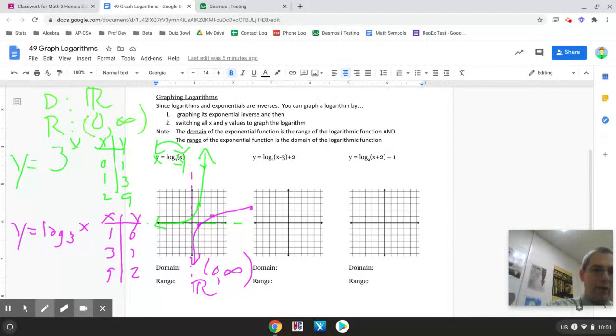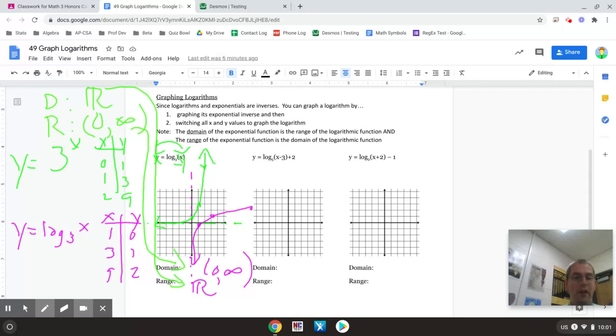So basically, notice once again that what used to be the domain of your exponential has become the range of your logarithm, and the range of your exponential has become the domain of your logarithm. They've basically switched places because, finding the inverse function, I switch all of my x and y values.